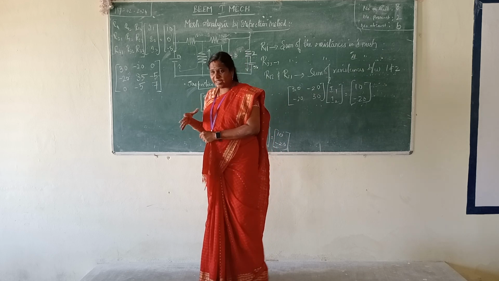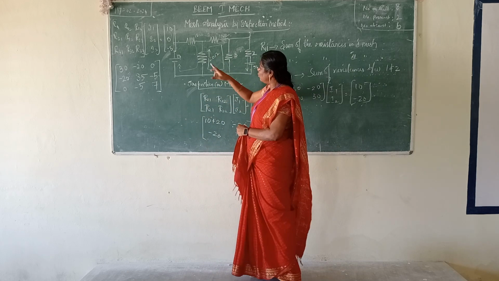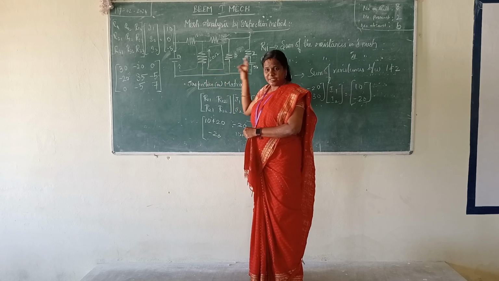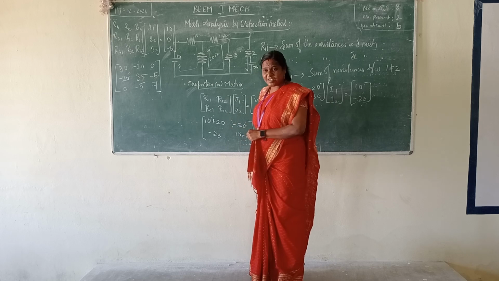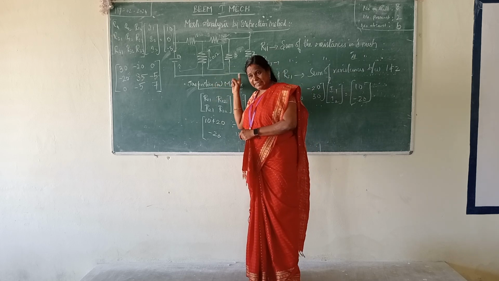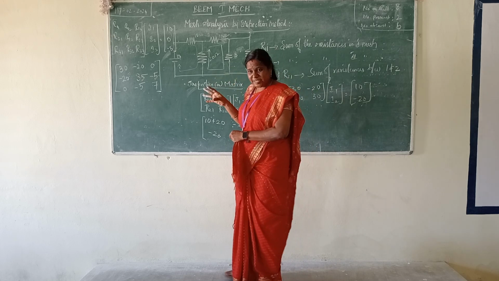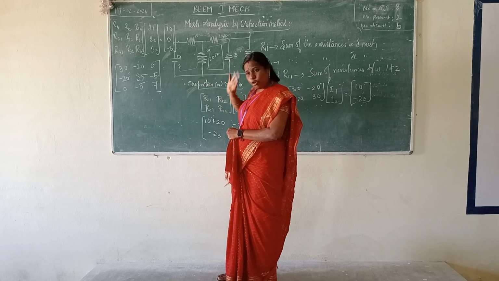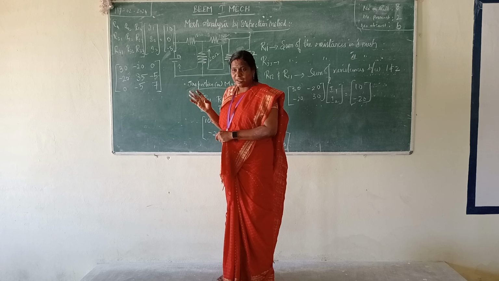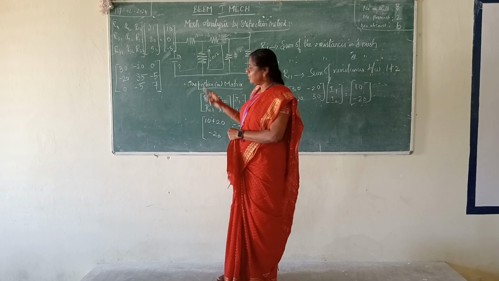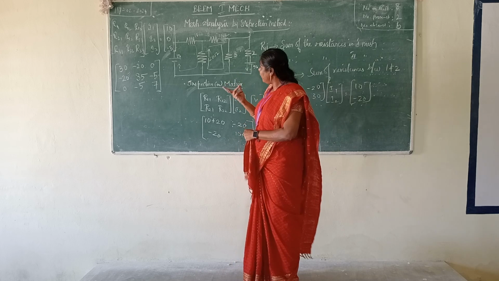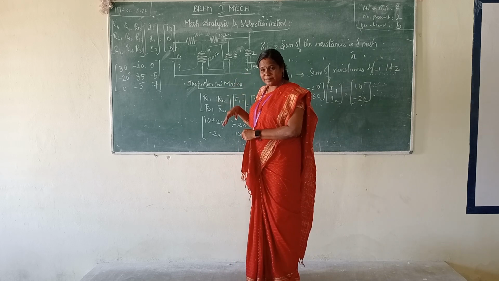You understand? Right? If they ask you to find the current through the 20 ohm resistor, then you should find I1 and I2. If they ask you to find the current through the 5 ohm resistor, you should find I2 and I3. See the question. If the question is only the current through the 5 ohm resistor, don't find I1. For the 5 ohm resistor, what do I need? I2, I3 only. So don't find I1.